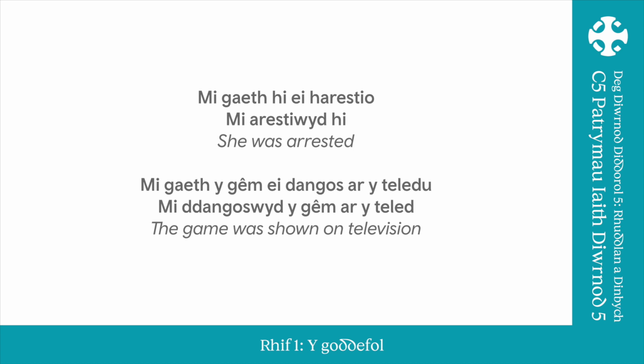There is a short form of this pattern, but we will only use it in the third person to talk about other people and things. The ending used is wyd. For example, mi gaeth hi ei harestio. Mi arestwyd hi. She was arrested.